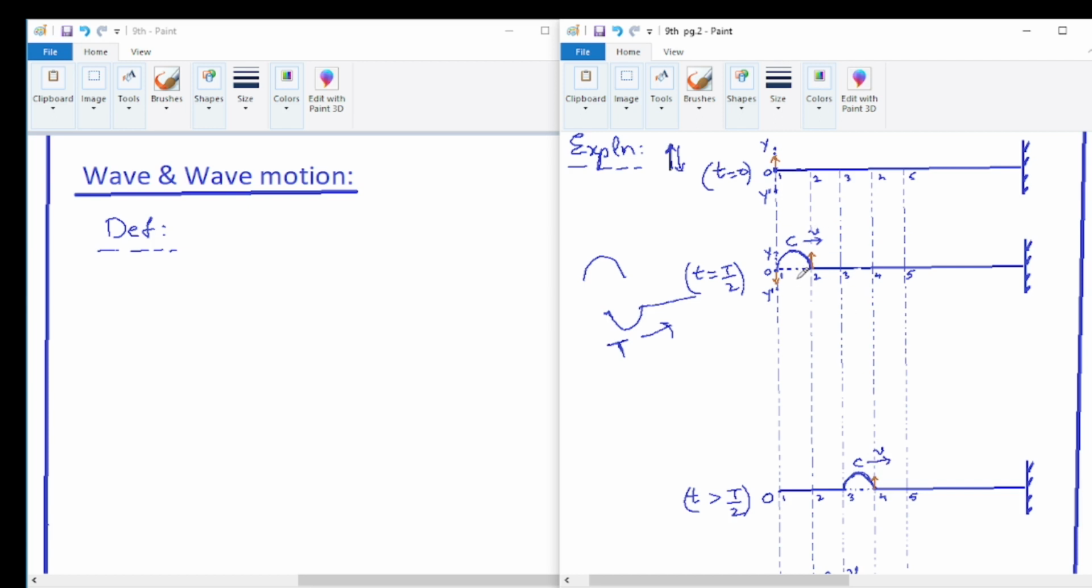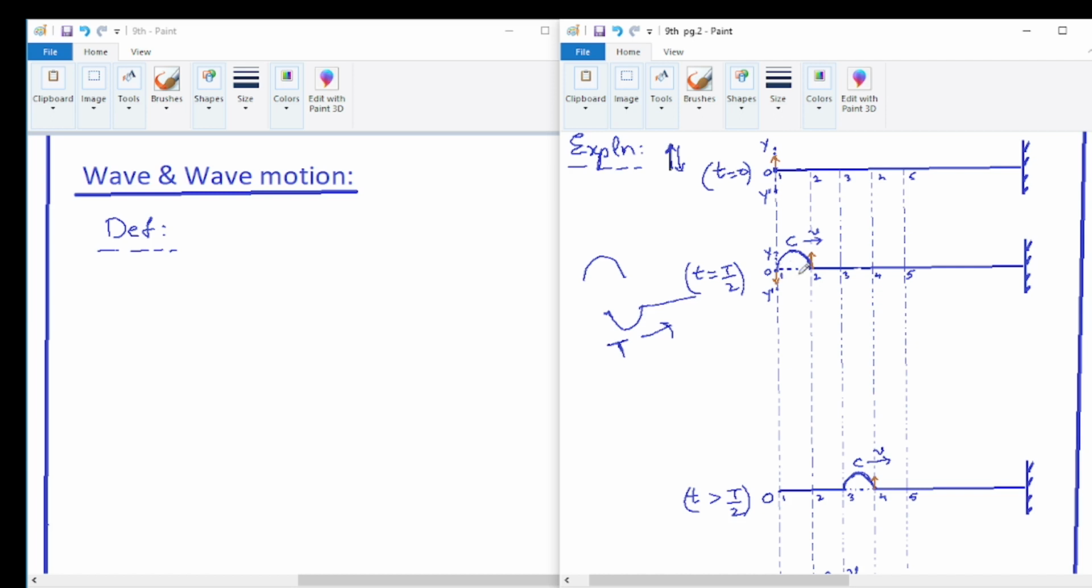Now the most important thing about wave motion is that the wave, here in the form of a crest, or the disturbance in the form of a crest, is moving along the string due to the vibrations of particles, that is, due to the transmission of vibration from one particle to the other particle. That is a very important thing related to wave motion.